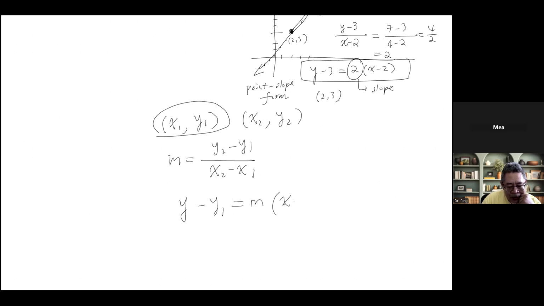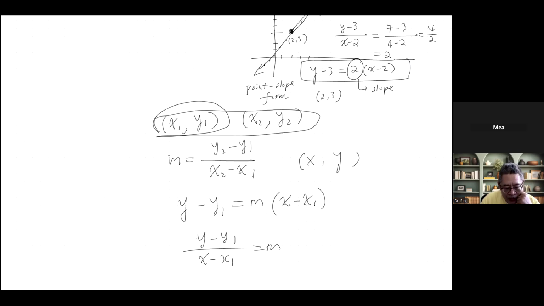y minus y1 equal to m times x minus x1. And you can see that the reason for that is y minus y1 over x minus x1 has to be m, because this point (x, y) is on the same line which those 2 points are on. So that's why we can have this. So this is kind of the general form for this point slope form. Good.